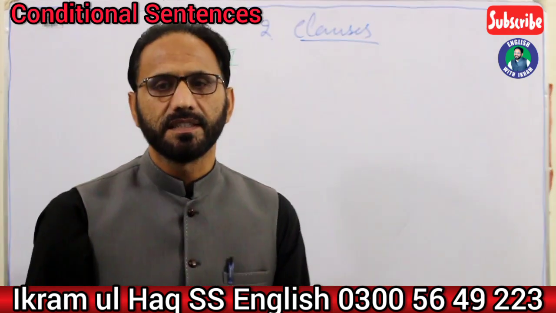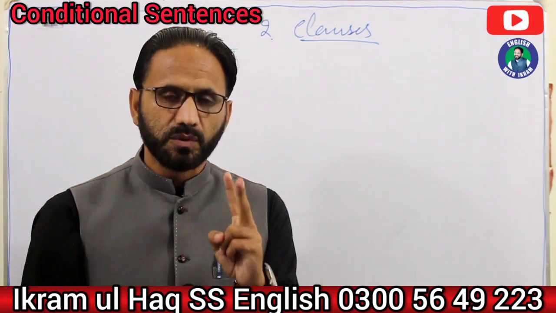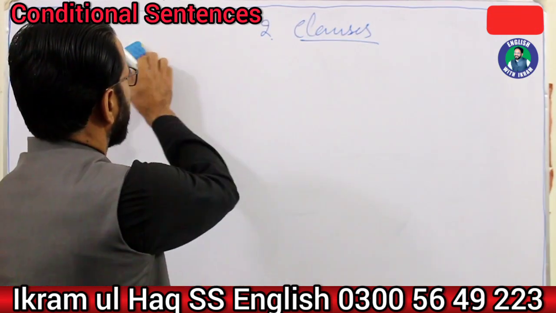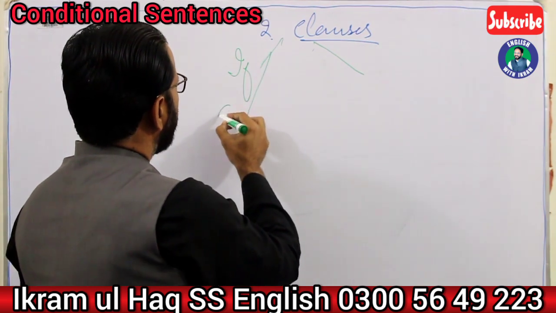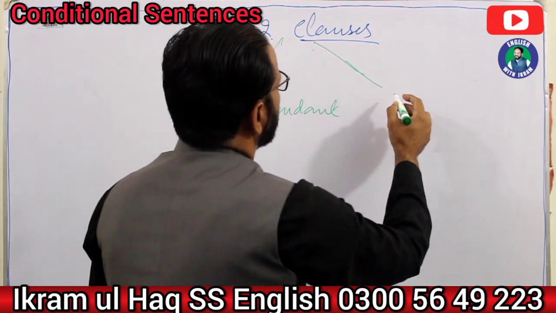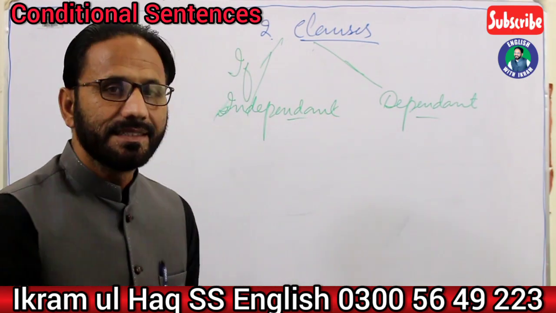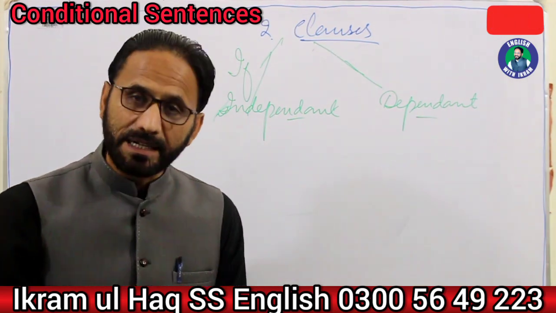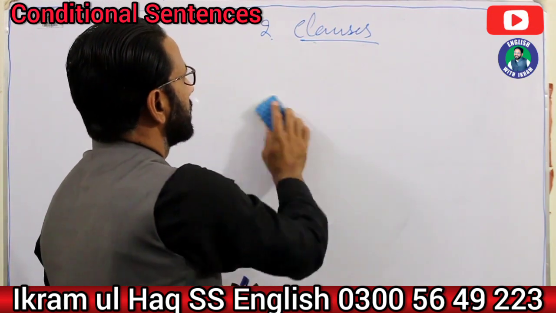Anyhow, a clause is a part of a sentence having a verb. At least it has a verb. So a conditional sentence has 2 clauses. The first one is the if clause, or it is also called the main clause or independent clause. And the second one is the dependent clause or subordinate clause. A conditional sentence consists of 2 clauses. So we have to determine the structure of different types of conditional sentences.